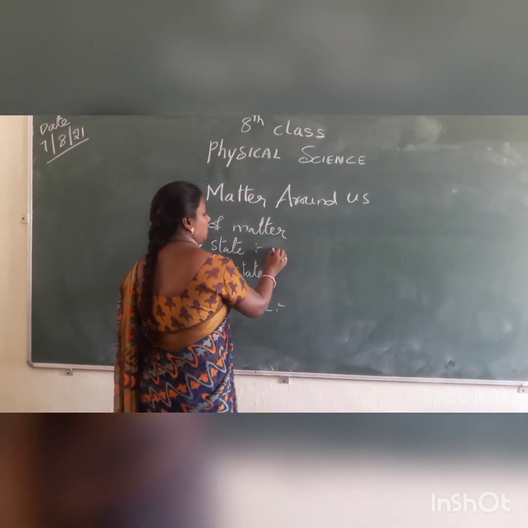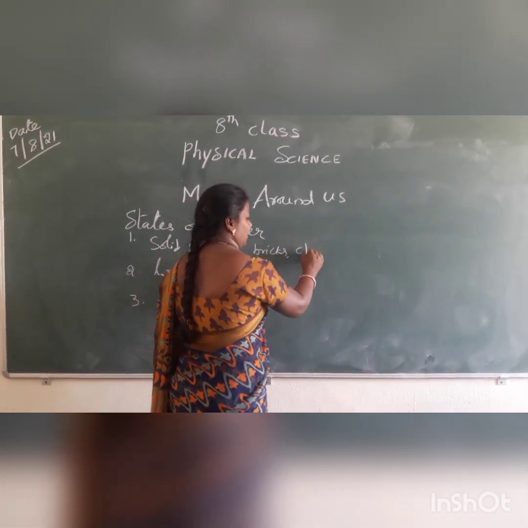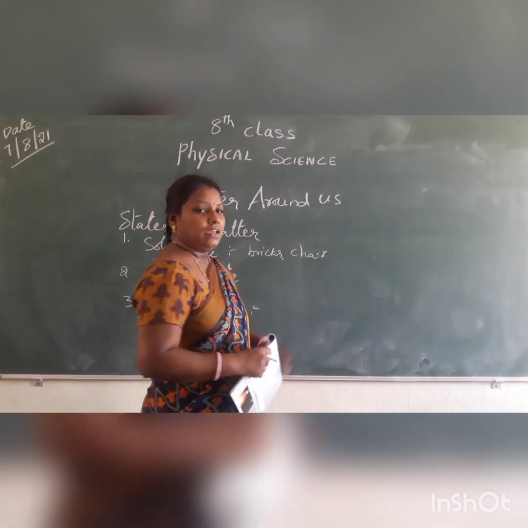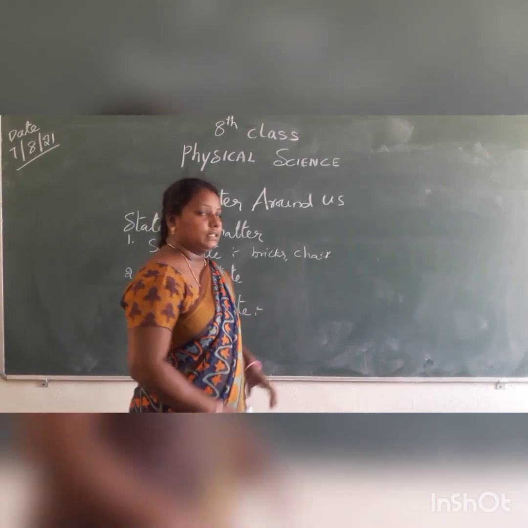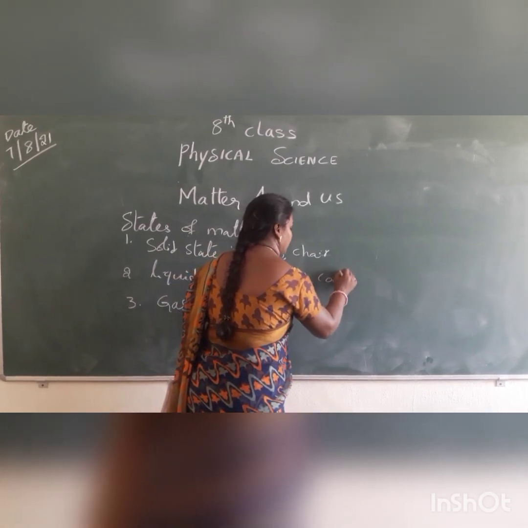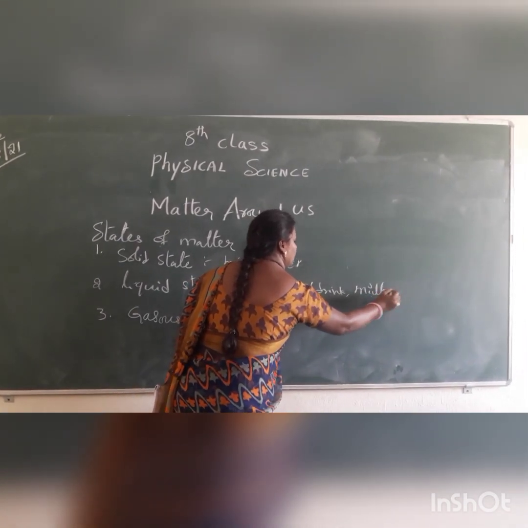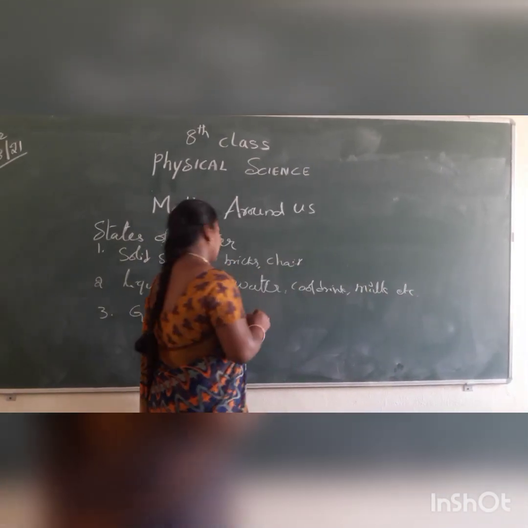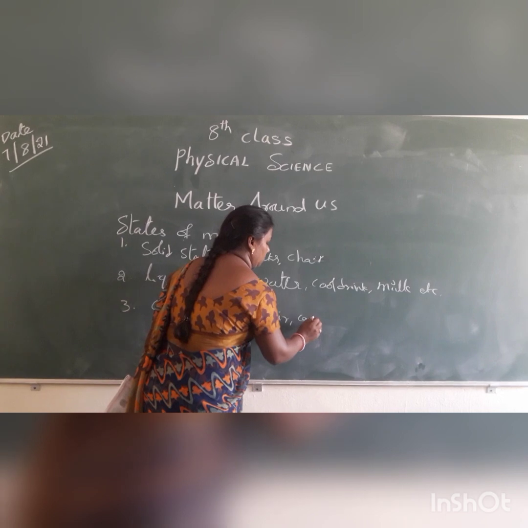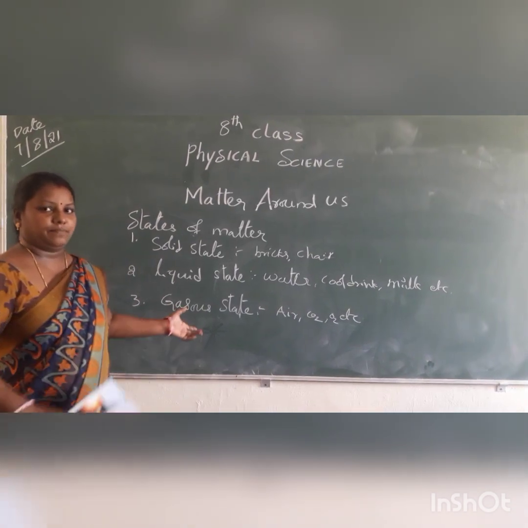Solid substances examples are bricks. When we touch the substance, it feels hard. It is called a solid. Liquids are water, cool drink, milk, etc. And gas examples are air, CO2 or oxygen, etc. These are called gases.